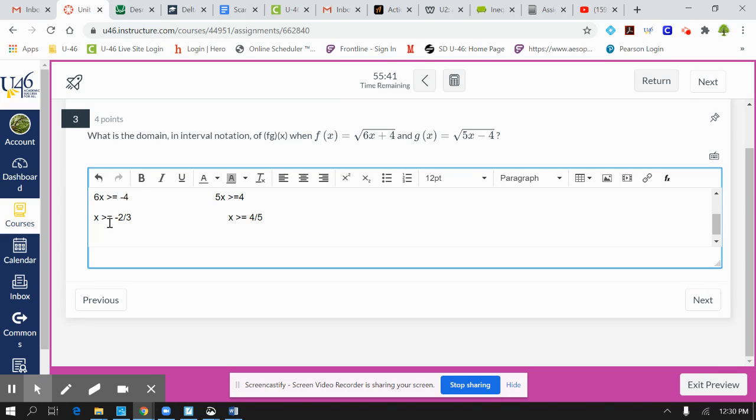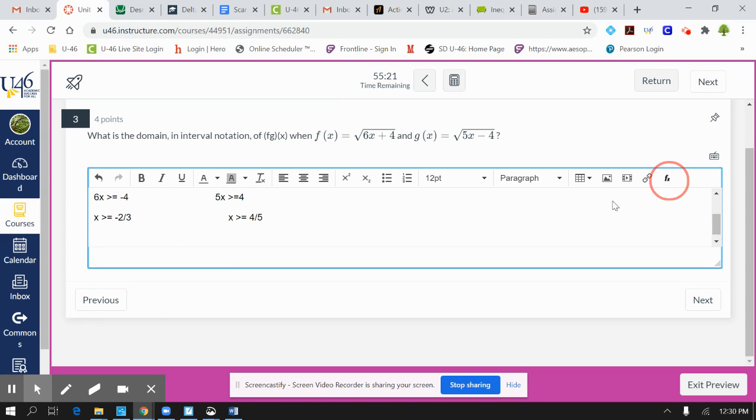You can't say this one. You can't just say it has to be greater than negative 2/3. That would be okay for f, but 0 is greater than negative 2/3, and 0 won't work for g. So you have to find a domain that is acceptable to both. In other words, it's the intersection of both domains, and it's this one.